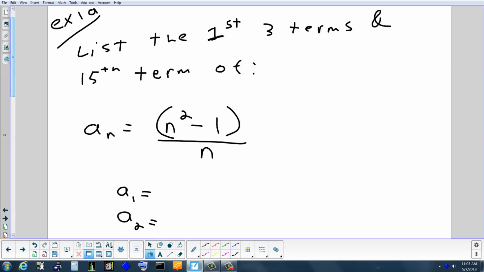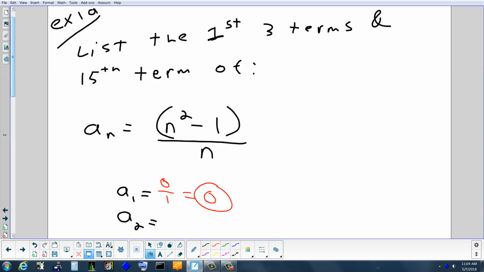So what you do to find a specific term is you fill n in with the term you want to know. So if you want to know the first term, let n equal 1. Okay, so we'll start with that. By the way, if I plug 1 into the top, what's 1 squared? 1 and then minus 1. So I'm left with 0 divided by 1. And Casey, 0 divided by 1 gives me 0. Okay. So the first term of this sequence is 0.